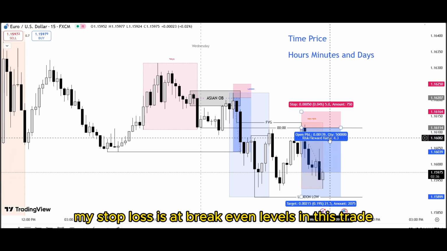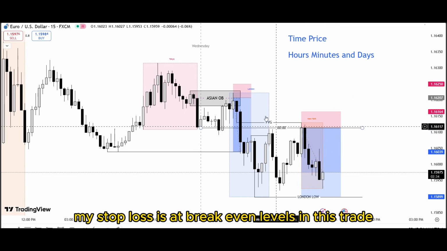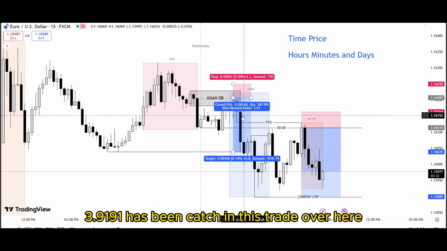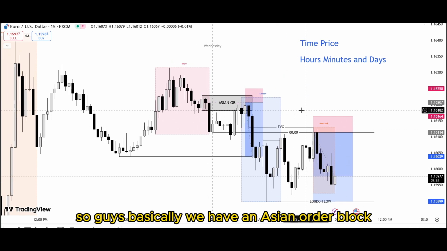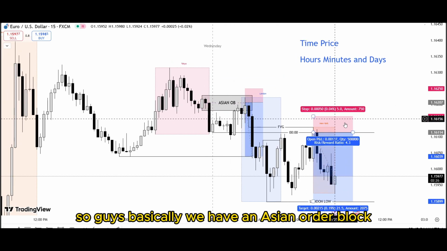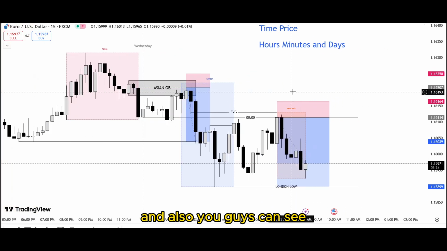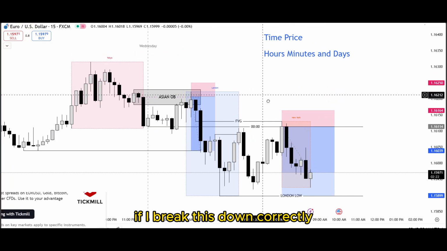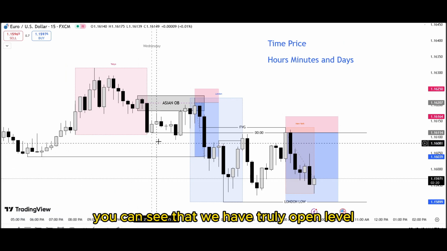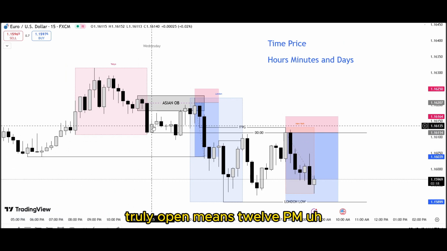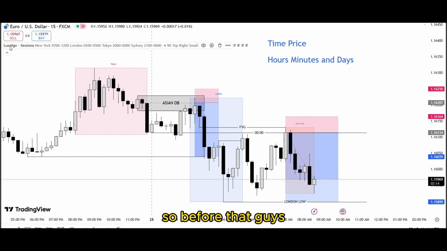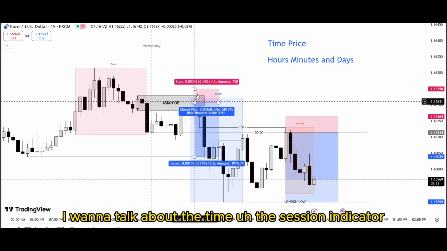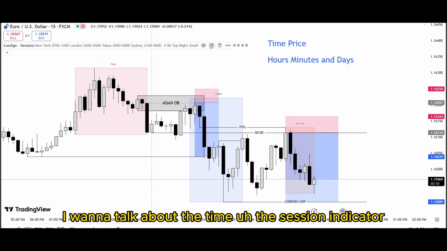So in this case guys, my stop loss is at break even levels in this trade, and successfully 3.9191 has been cashed in this trade over here. So guys, basically we have an Asian order block, and also you guys can see, if I break this down correctly, you can see that we have true day open level. True day open means 12 a.m. Okay, so before that guys, I want to talk about the session indicator.